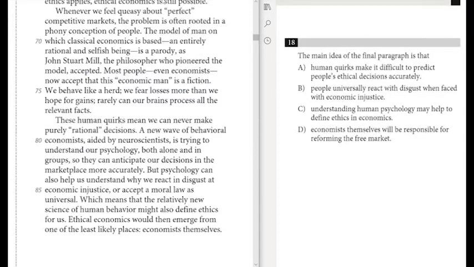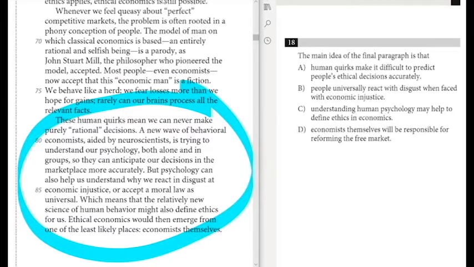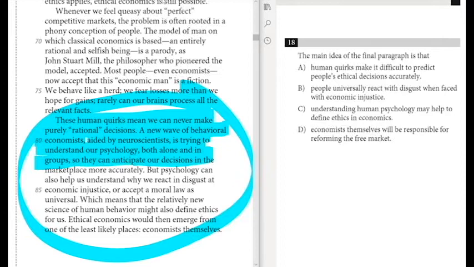Question 18 is asking us for the main idea of the final paragraph. The final paragraph is right here. It starts by saying, these human quirks mean that we can never make purely rational decisions. A new wave of behavioral economists, aided by neuroscientists, is trying to understand our psychology, both alone and in groups, so they can anticipate our decisions in the marketplace more accurately.